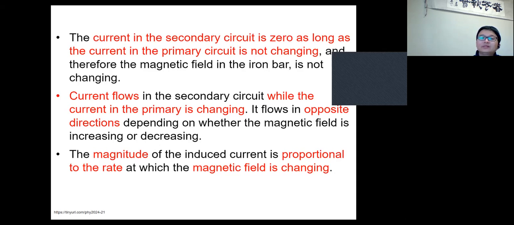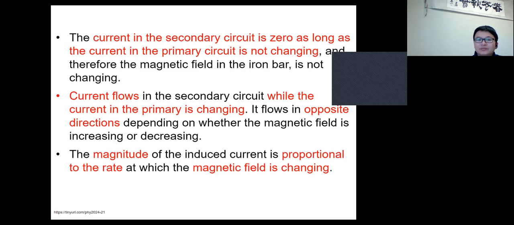So if you have increasing current in the primary circuit, then the magnetic field induced by the primary coil actually is increasing, okay? And then that goes to the secondary coil. And then vice versa, if you have current decreasing, the magnetic field produced by the primary coil will be decreasing, okay? The magnitude of the induced current is proportional to the rate at which the magnetic field is changing. Okay, so this is the key here.